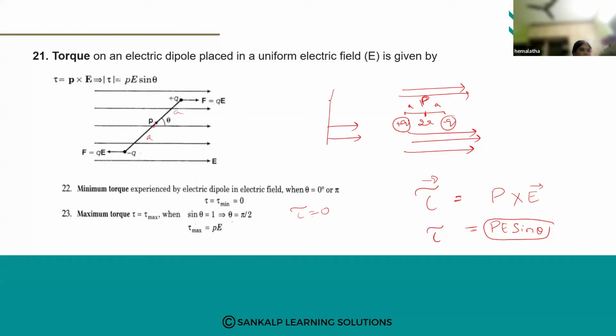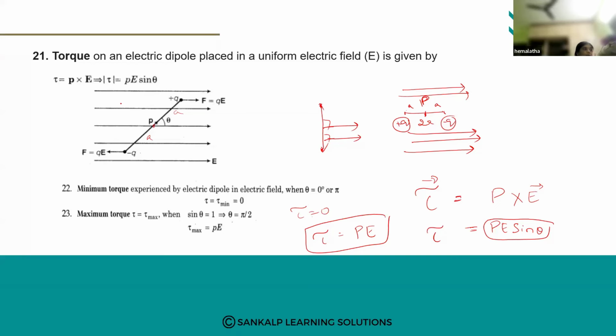Okay, this is the system of dipole like this. Whenever it orients itself at 90 degrees, theta is 90 degrees, so the maximum torque is P into E into 1. Okay, this is the amount. They will ask in the examination about the maximum torque and the minimum torque experienced by a dipole in the electric field.